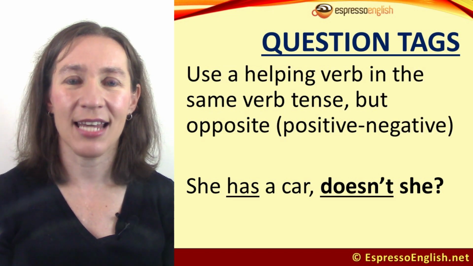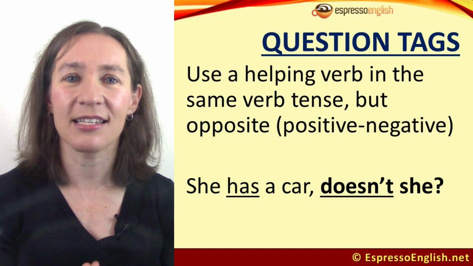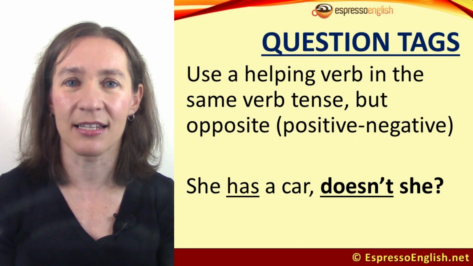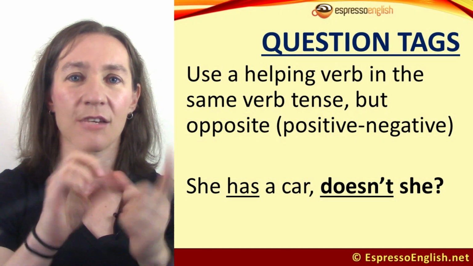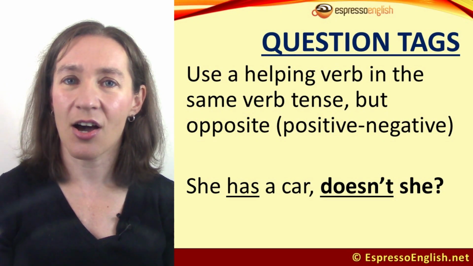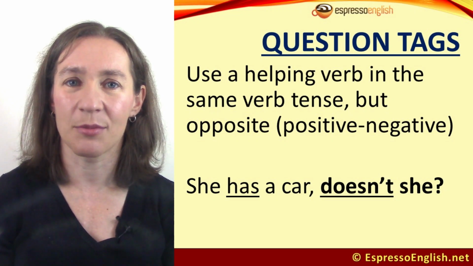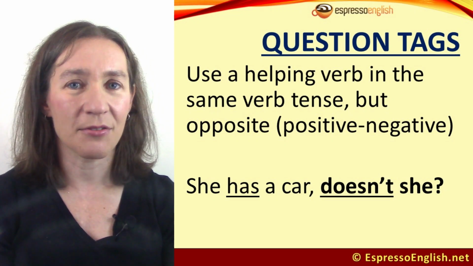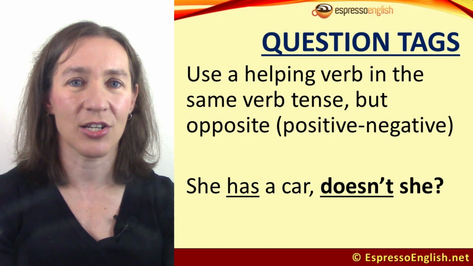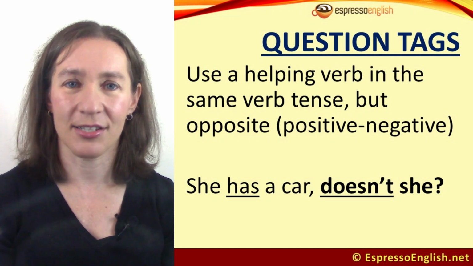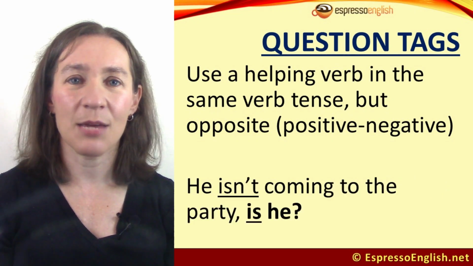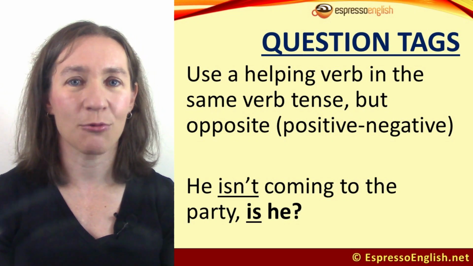To form a question tag, we use a helping verb that is the same verb tense as the sentence, but the opposite in terms of positive or negative. So, she has a car is a positive statement in the simple present. So we use the negative simple present, doesn't, in the question tag. She has a car, doesn't she? If the main statement is negative, then the question tag would be positive.